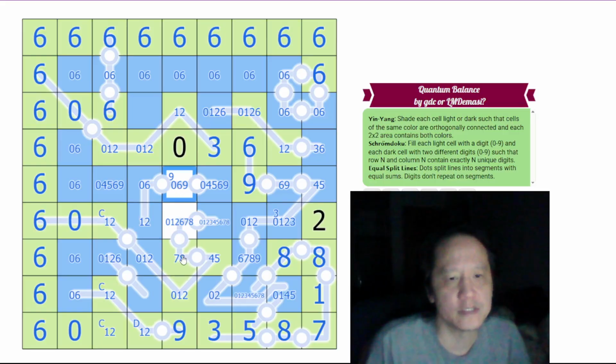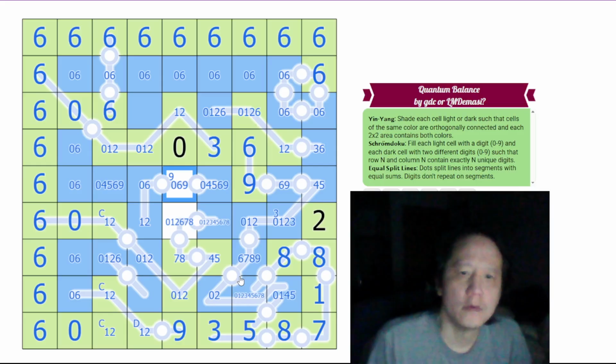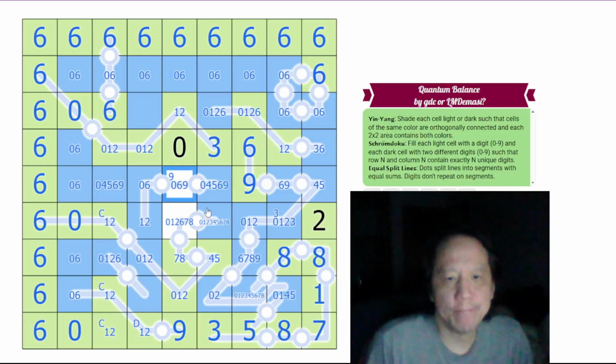to add up to 6 or 9. This is 0, 1, 2, or 6. We don't know which. So this is 3. These have to be different digits. Okay. We're guaranteed a 9 here.